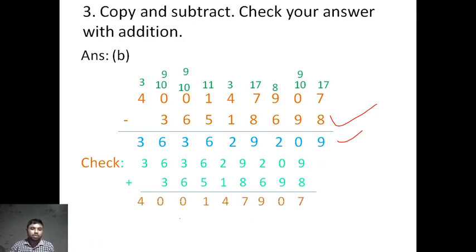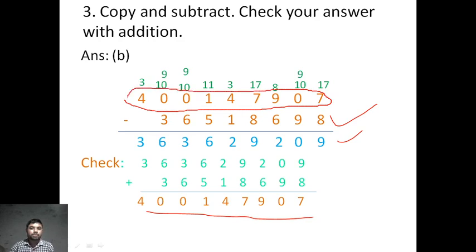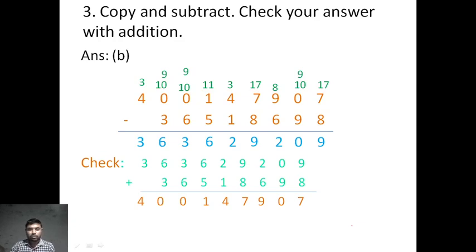Okay, now see here, this number and this number, same or not? Just check. 400, 400, 147, 147, 907, 907. Look, this number is the same. That means our calculation is absolutely right. Is it clear? Okay, come to the next question.